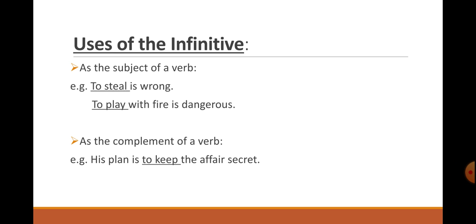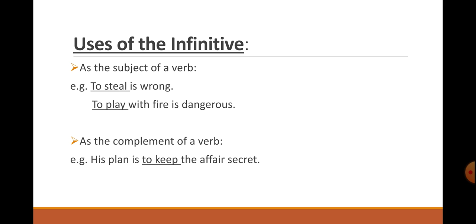Let's see what are the uses of the infinitive. Infinitive can be used as a subject of a verb. For example, to steal is wrong. Now in this example, to steal is the infinitive, that means to plus V1, and it works here as a subject of a verb. Let's see the second example. To play with fire is dangerous. Now in this sentence you can see to play is the infinitive, that means to plus V1, and it works here as a subject of a verb.